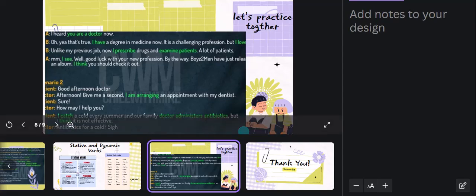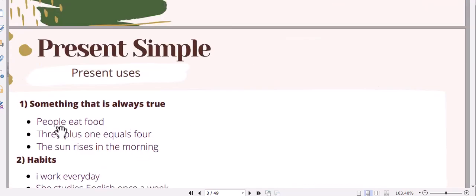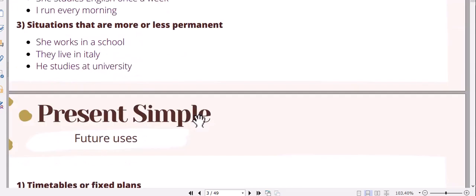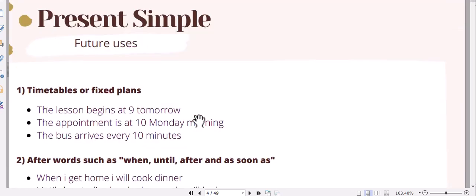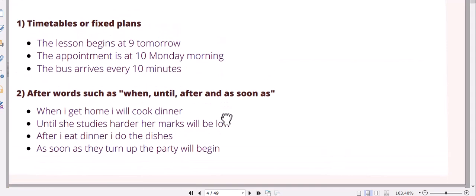And also this is more examples of how to combine the present simple and the present continuous. I'm going to give you more explanation about the present simple usage. We have here something that is always true, a habit, a situation, a timetable, a fixed plan. This is for future usage. And also you can use it with when, until, after, as soon as.